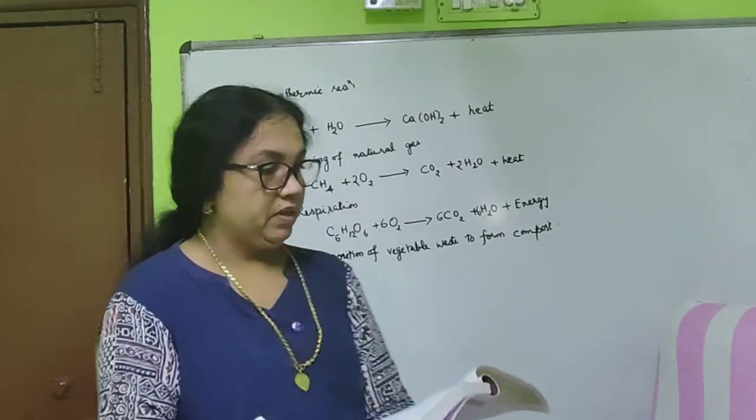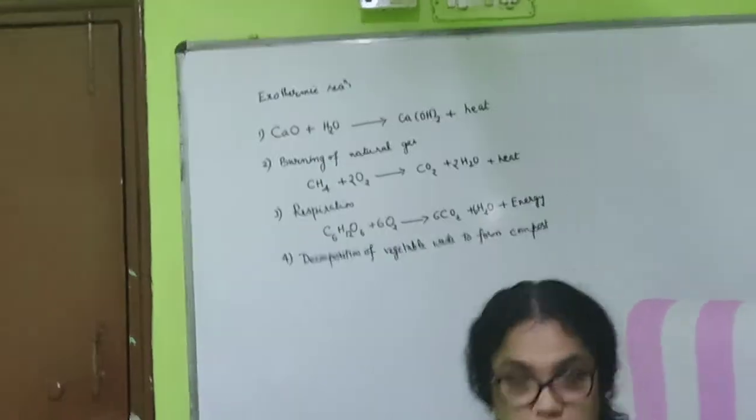Now next one, that is decomposition reaction. In a decomposition reaction, it is opposite to a combination reaction. In combination reactions, 2 or more reactants combine to form a product. In decomposition, from a single reactant we get 2 or more products, and that is called a decomposition reaction. In order for a decomposition reaction to occur, mostly we have to supply energy. So mostly these decomposition reactions are endothermic.